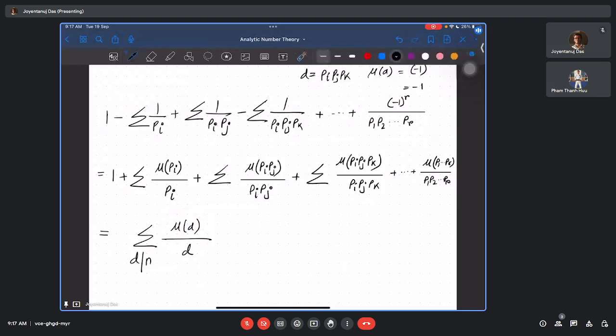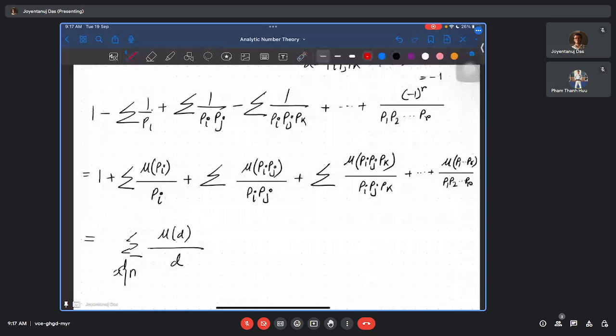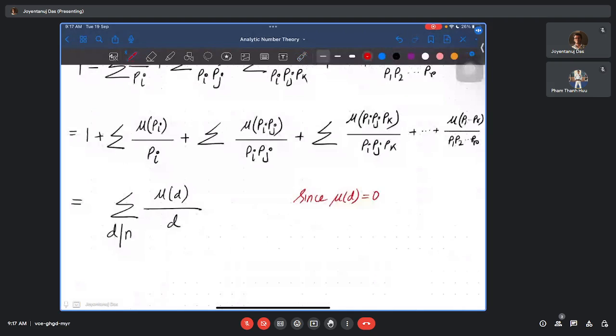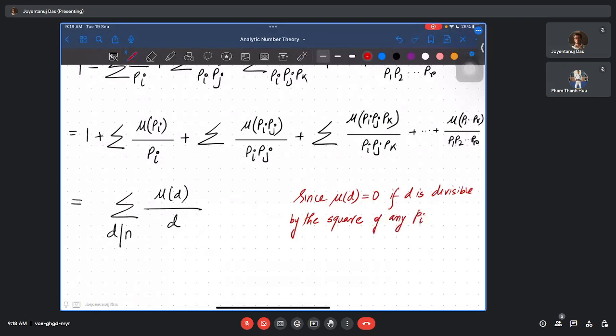So the reason is, let me write down. Since mu of d is 0 if d is divisible by the square of a prime, right? So using this, any other divisors of n which have more prime factors, meaning each prime factor is coming more than once, then it will become 0. So I can write this whole summation as a single summation.